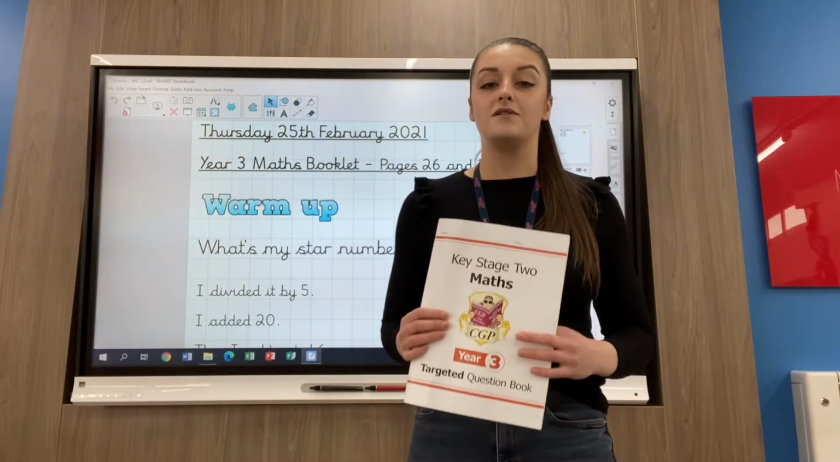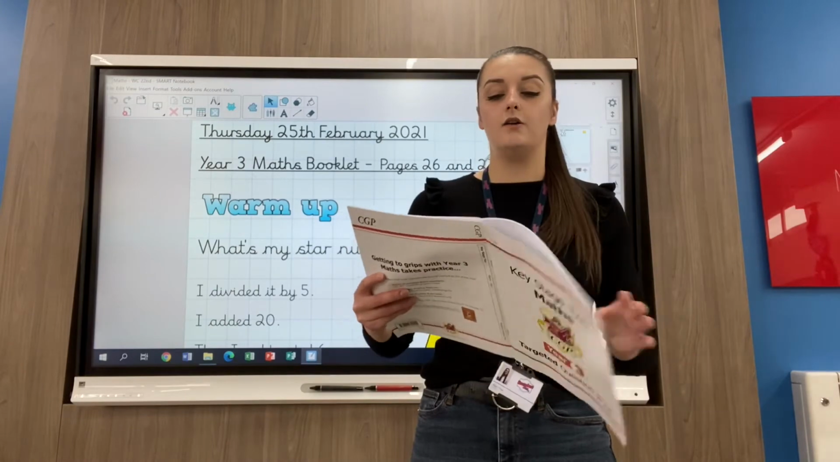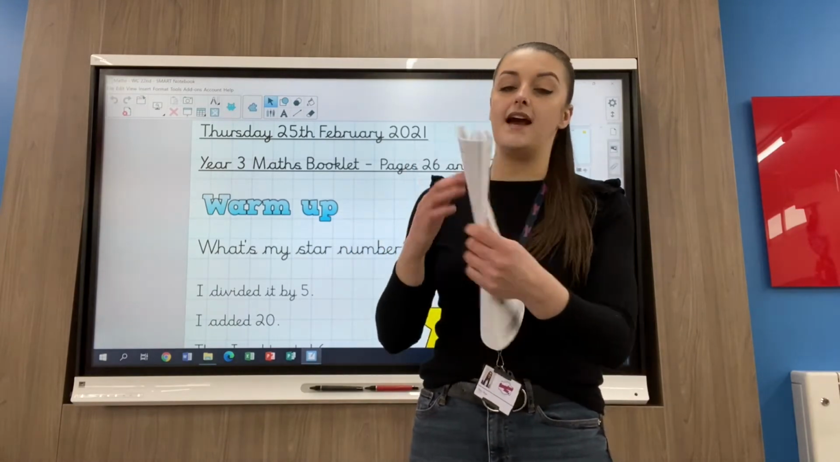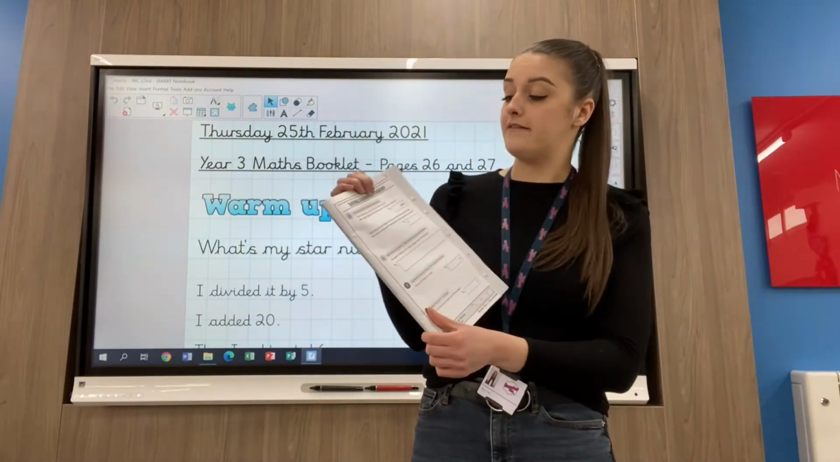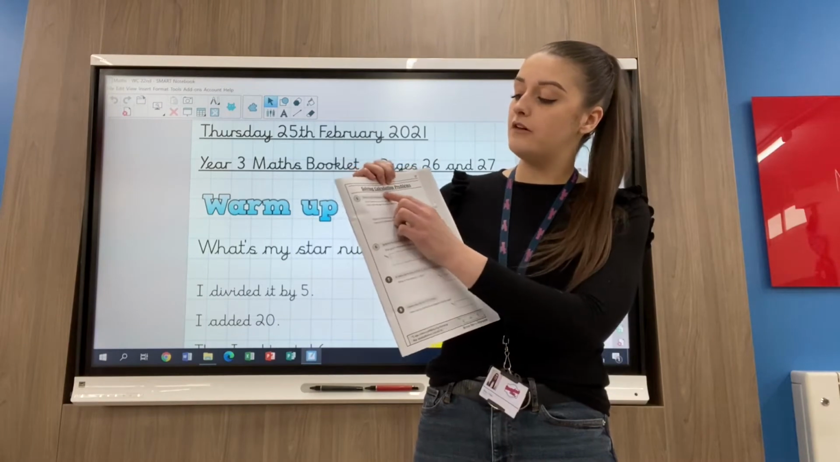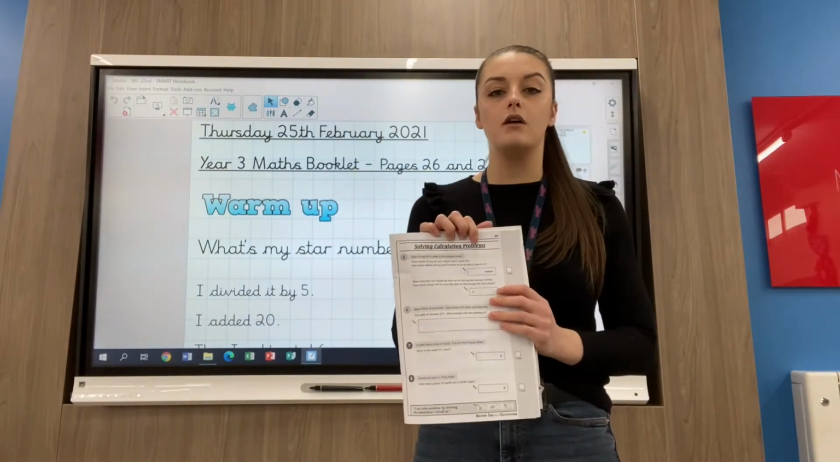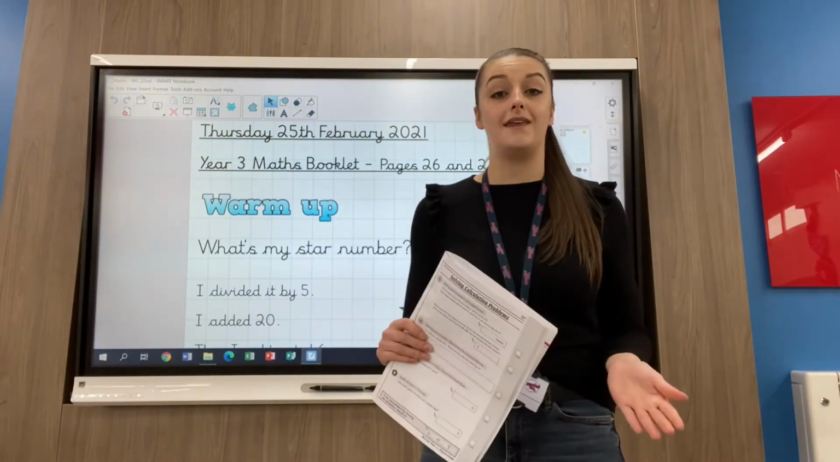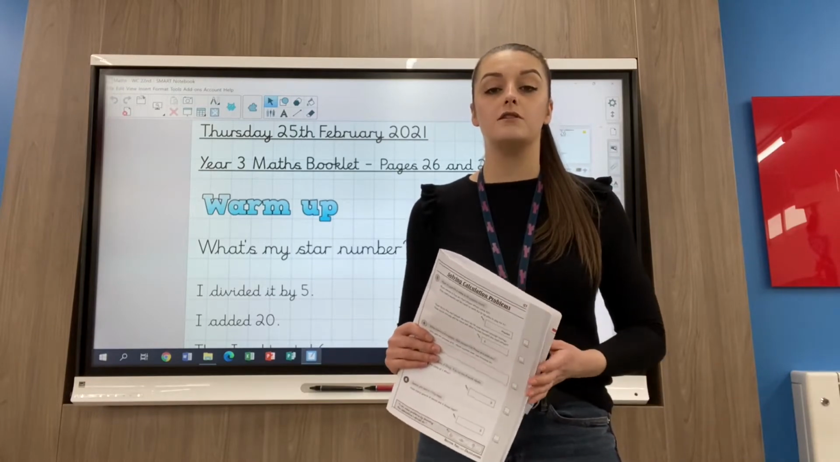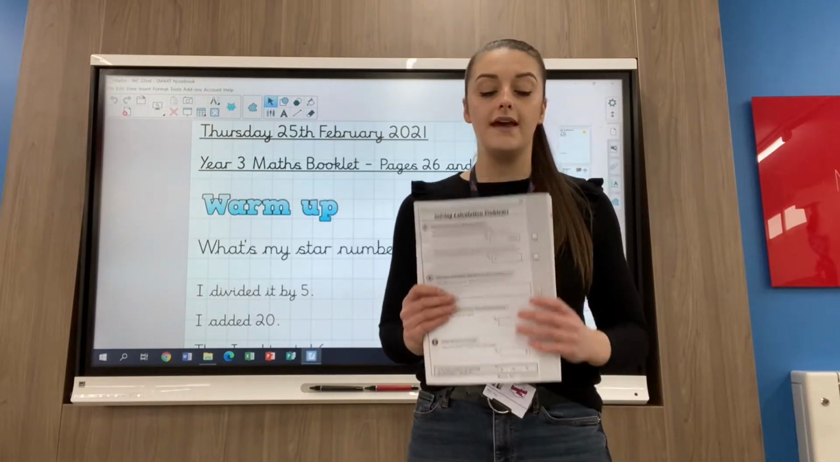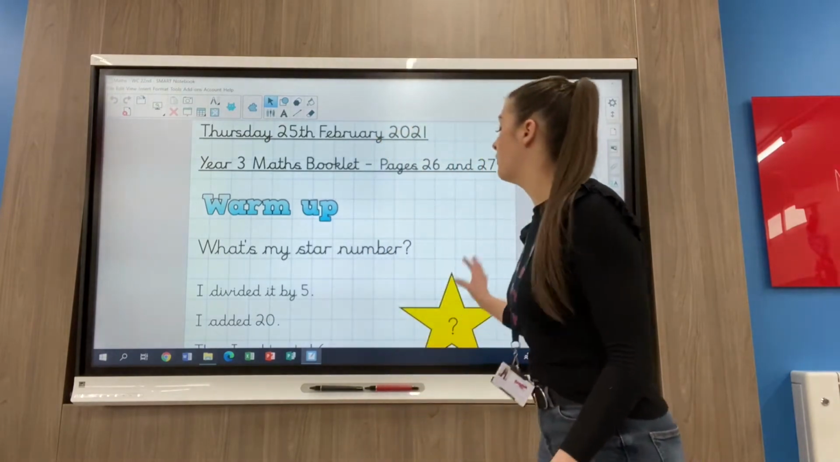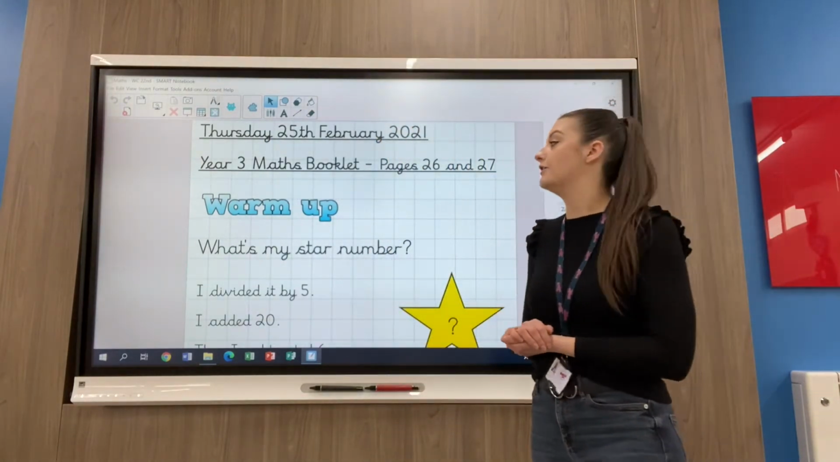Okay, so today we're going to be looking at pages 26 and 27 in our maths booklet, where we're going to be solving calculation problems. We've got lots of word problems based on multiplication and division that we're going to be solving today. But before we get on to that, let's have a go at warming ourselves up ready for our learning today.